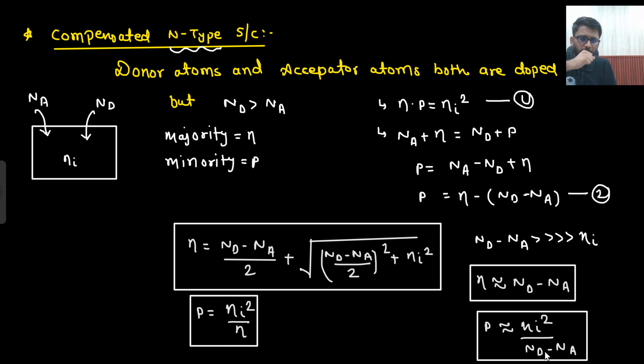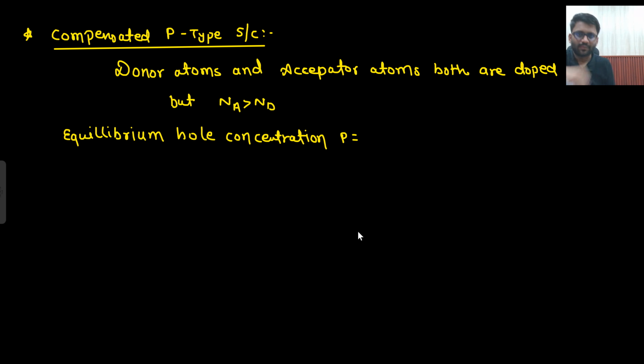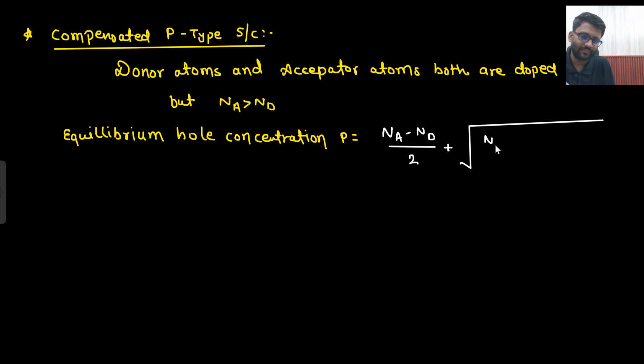There you go. What about this one? Compensated p type. So what do you think, what will be equilibrium hole concentration? That would be Na minus Nd divided by 2 plus under root Na minus Nd divided by 2 whole square plus Ni square.